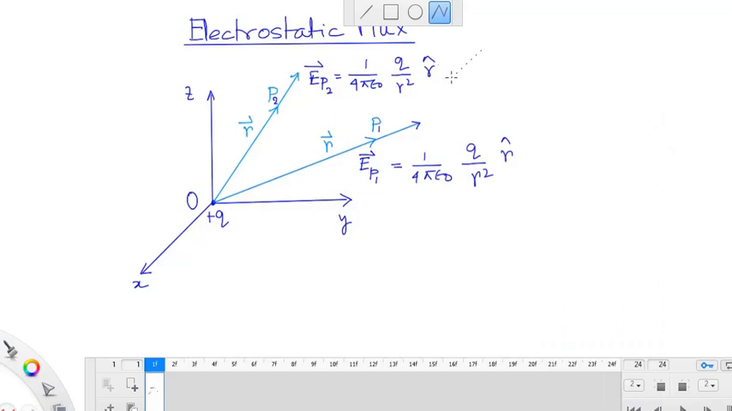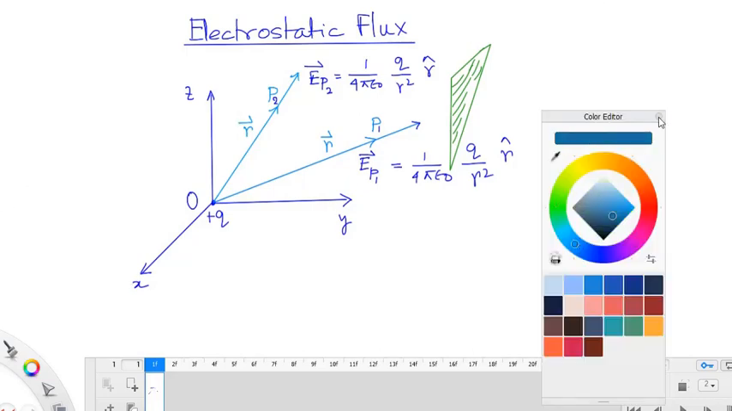Suppose this is the area, right? So this is the area and we are interested in the flux passing through this area. So then what you need to do is draw the electric field till here, and take the electric field using the sky color.